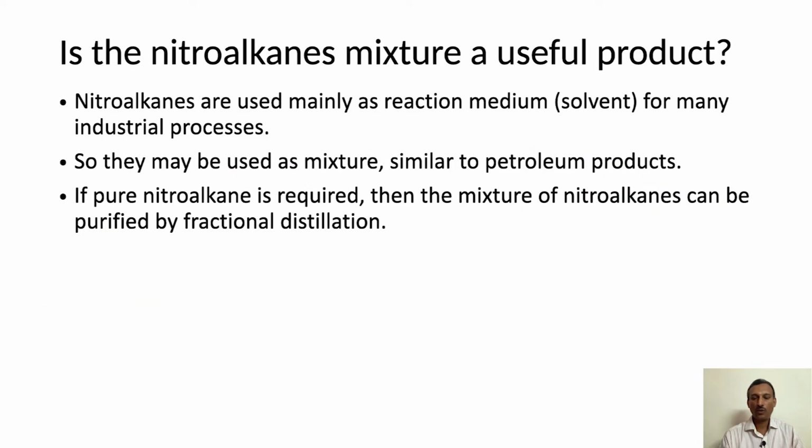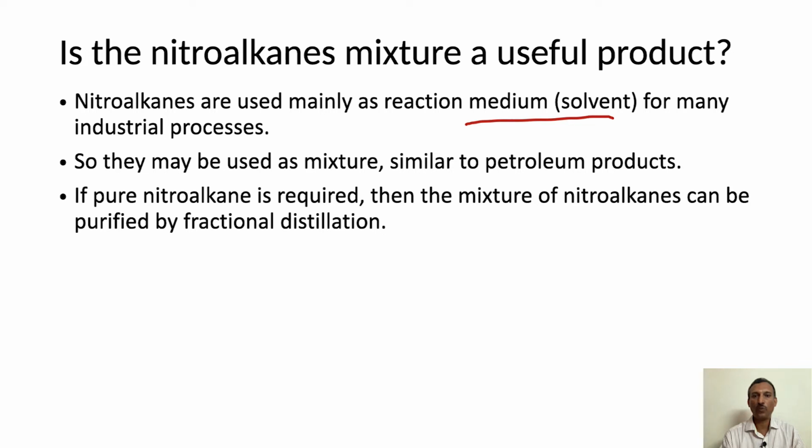So now the next question is, why do we call this industrial process an important one for the preparation of nitro compounds? Because in the overview we have seen that nitro compounds are generally used as solvents. So when we are using nitro compounds as a solvent, we are not worried about whether it is a single individual compound or a mixture of compounds.